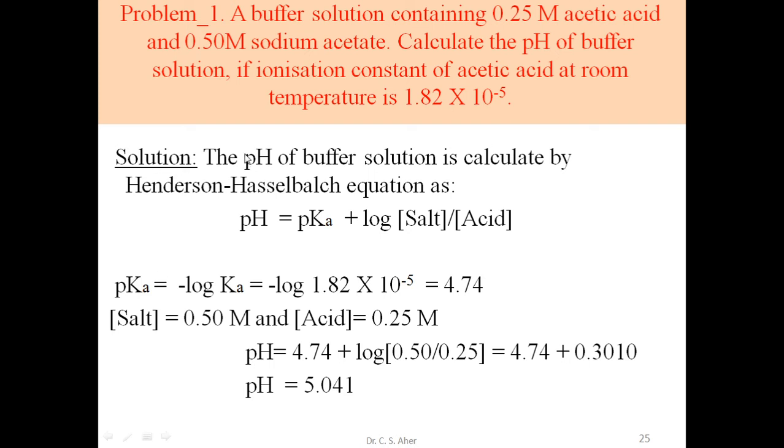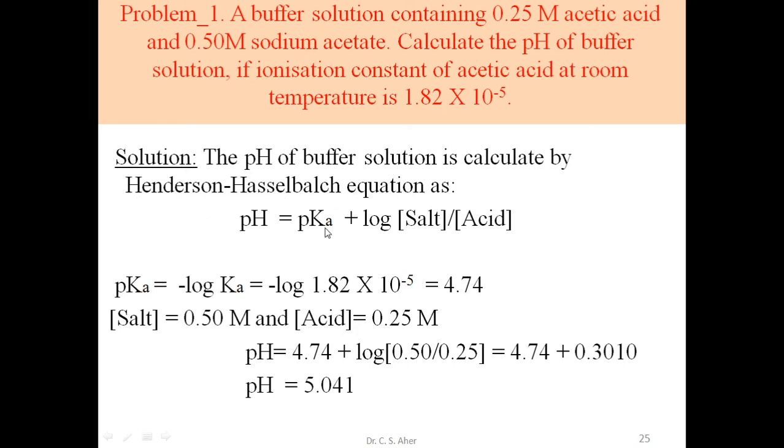The salt concentration, the salt is sodium acetate, its concentration is 0.5 moles. The acid, that is acetic acid, its concentration is 0.25 moles. So we have these three values. Put these values in this equation. pH is equal to pKa, that is 4.74, plus salt concentration 0.5 upon acid concentration 0.25. Taking this ratio, taking its log, adding it to 4.74, the final answer is 5.041, and this 5.041 is the value of pH directly calculated from the Henderson-Hasselbalch equation.